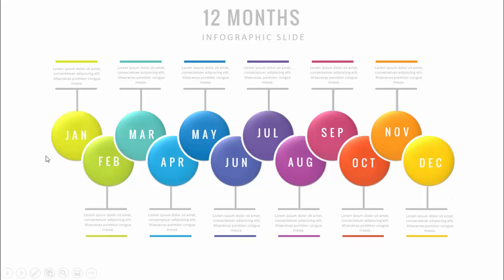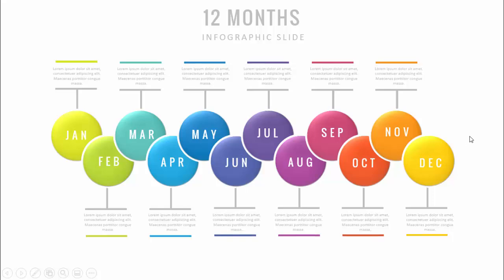So you can see here you can add the 12 months infographic slide from Jan to December, and I've given some good gradient colors for each month. And if you want, you can do it without any animation also. So let's see how to do this in PowerPoint.